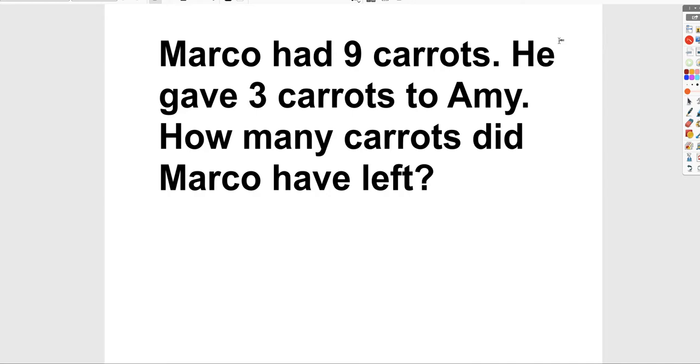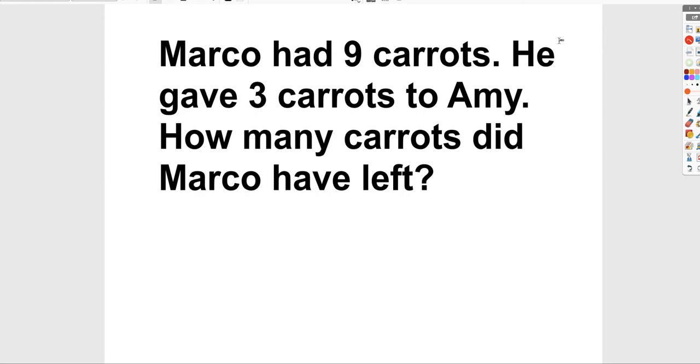Marco had 9 carrots. He gave 3 carrots to Amy. How many carrots did Marco have left? Now, friends at home, in here, we should still have some space on our number story page that we can do some writing. So let's see if we can write a number model that would go along with this. Marco had 9 carrots. He gave 3 carrots to Amy. How many carrots did Marco have left? See if you can write a quick number model or a math problem that goes along with this number story.